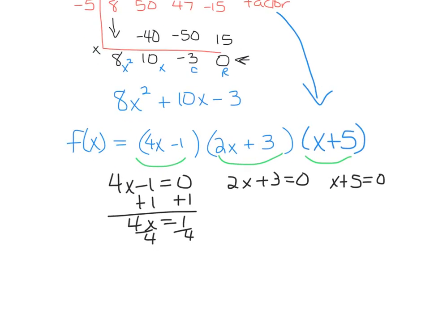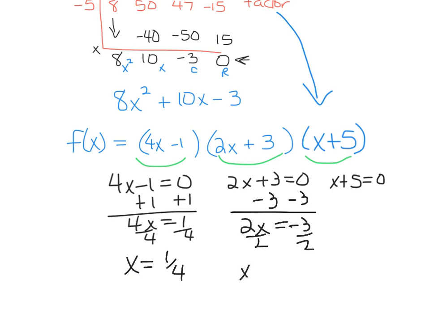So I get x equals 1/4. Over here, move the 3. X equals negative 3 over 2. Move the 5. So I have 3 zeros. And again, these zeros are where my graph touches the x-axis.